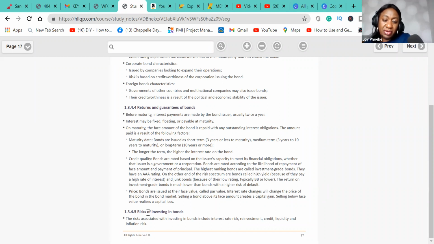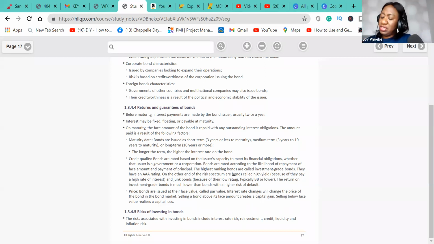Yes, so that's very important, especially when it comes to international bonds. And when we look at the price, bonds are issued at their face value, called par value. So interest rate change will change the price of bonds in the bond market.